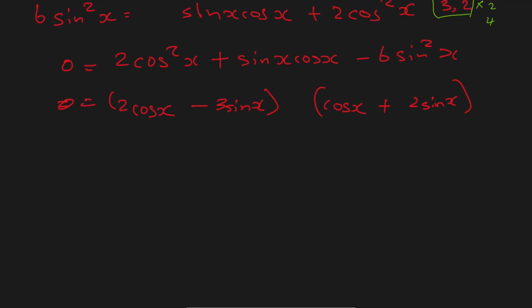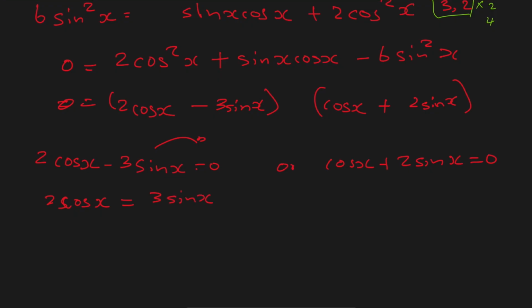How do we solve for x? We apply the zero factor law. We say now if we have 2 cos x minus 3 sine x being equivalent to 0, that is the first solution. Or if we have cos x plus 2 sine x equals 0, that will be the other solution. So now we can transpose this to the other side. We're going to get 2 cos x equals 3 sine x.